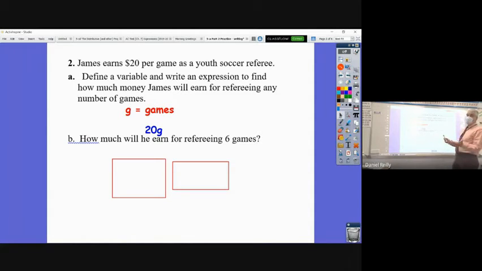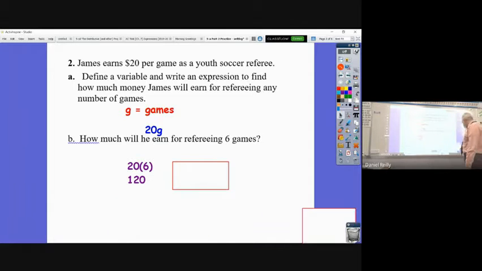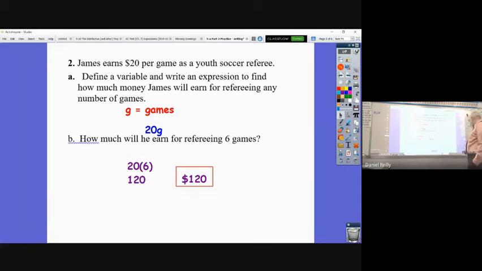Okay, so then how much does he referee for 6 games? Well, that means 6 is G, so you have to show the substitution step. 20 times 6 now instead of 20 times G, which is 120. And then what's under this box? The answer to the question, which is not 120, it's $120.